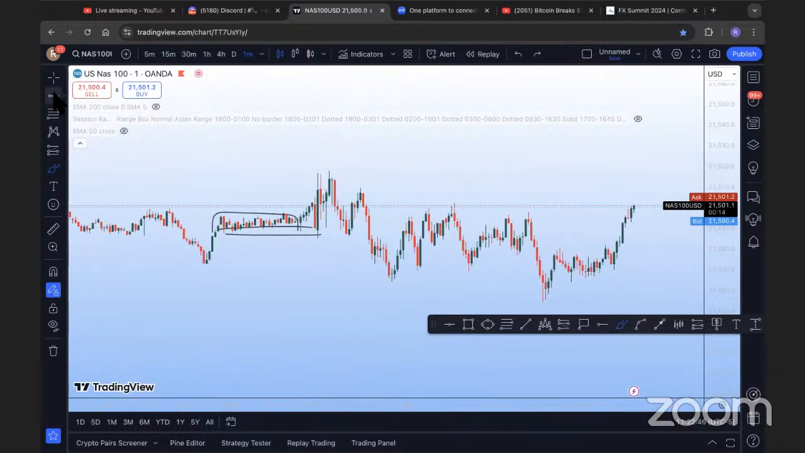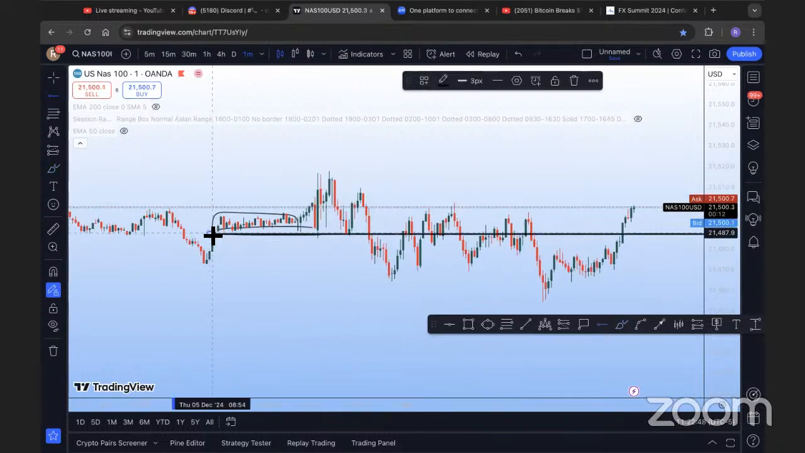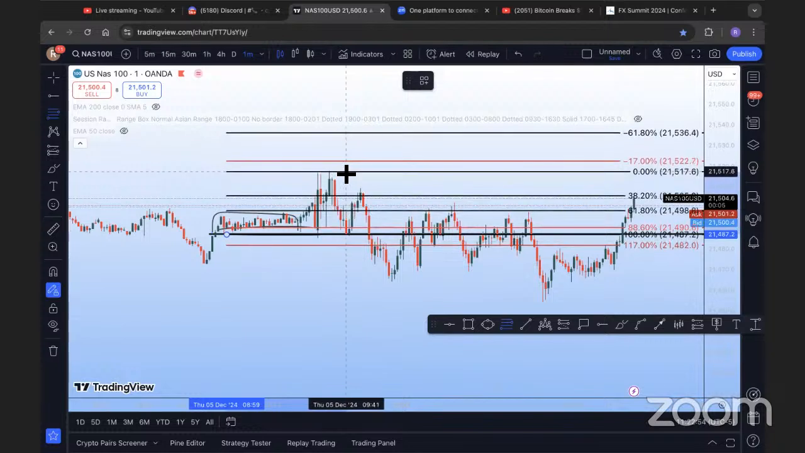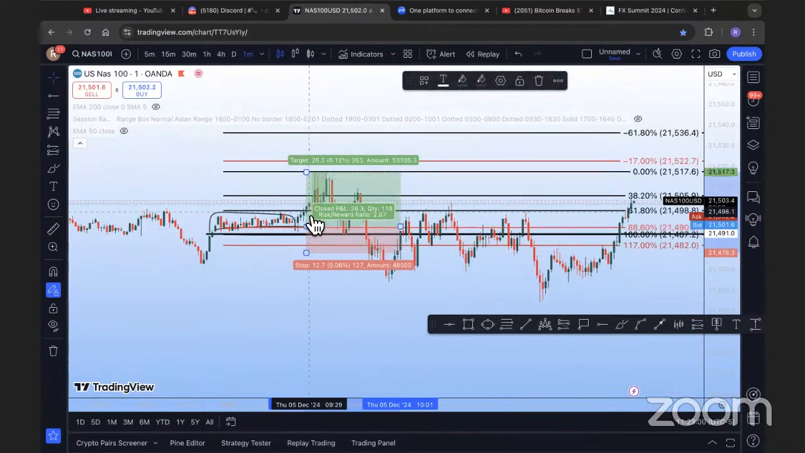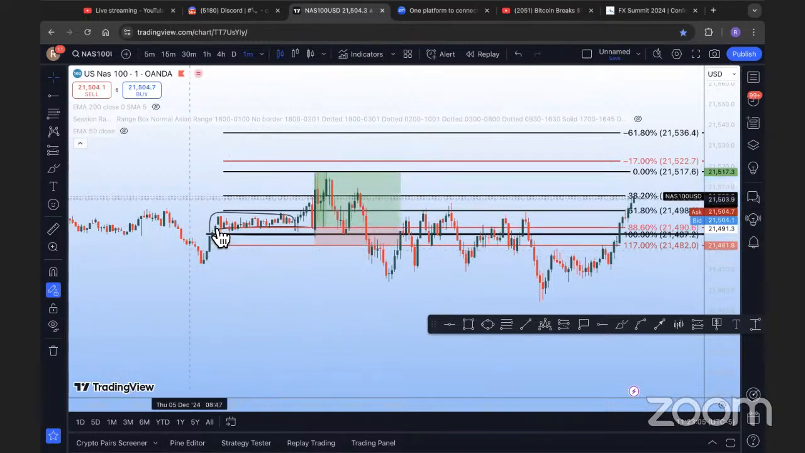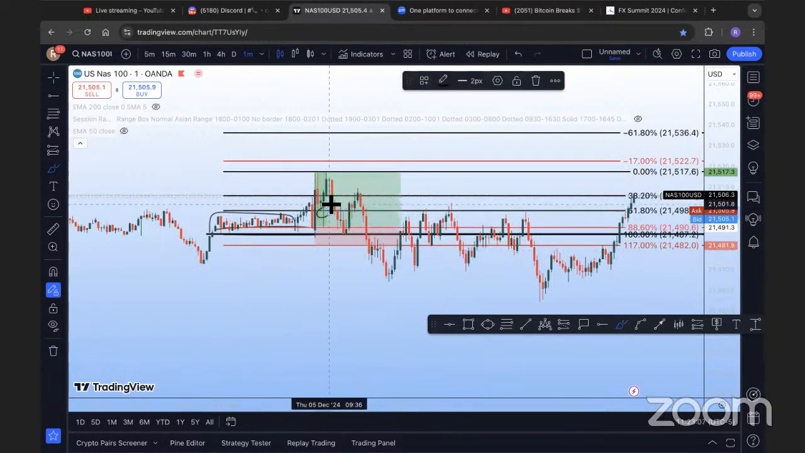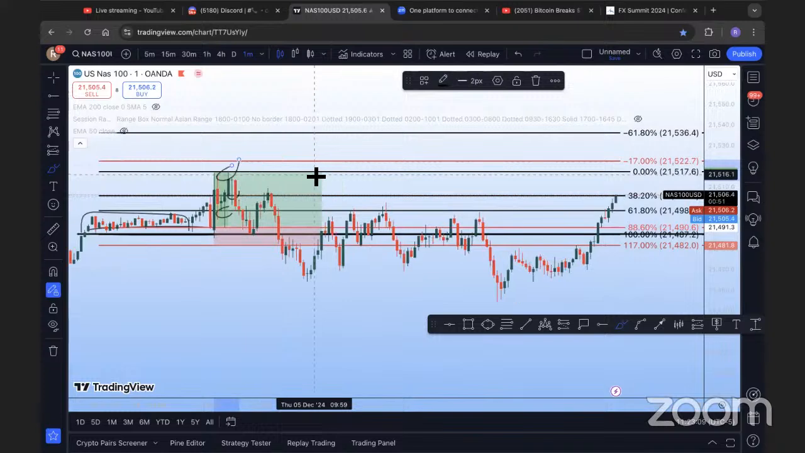So what I did was I drew support where this consolidation started. You guys can see the lows right there. Drew my fib. Beautiful Model 1 entry at the 88.6. And price ended up hitting TP 1, 2, and 3.